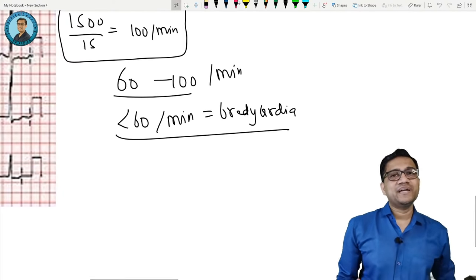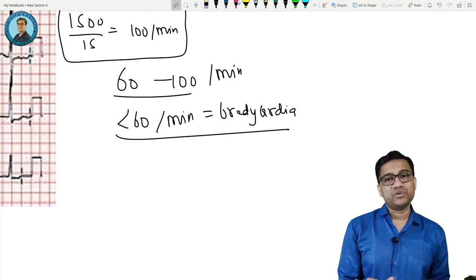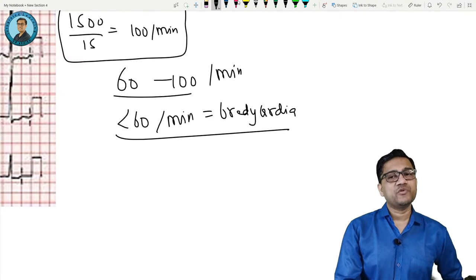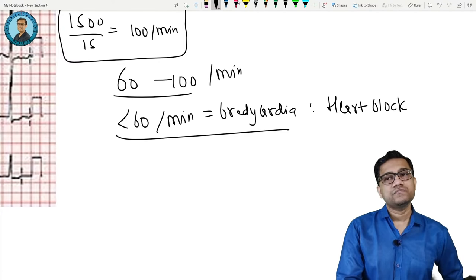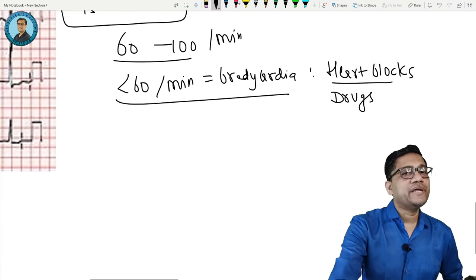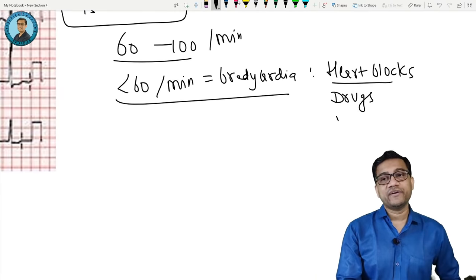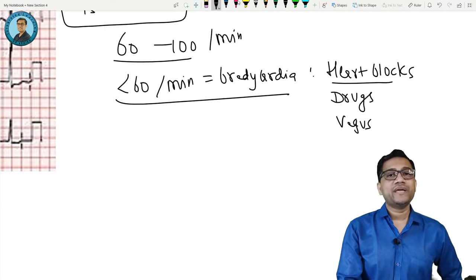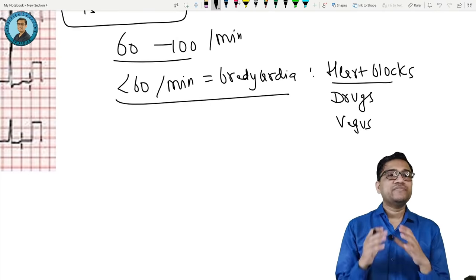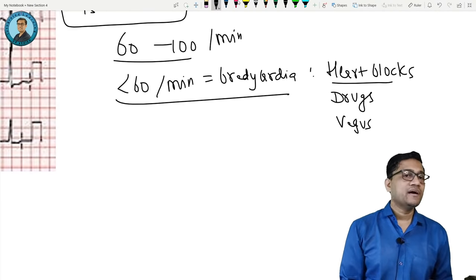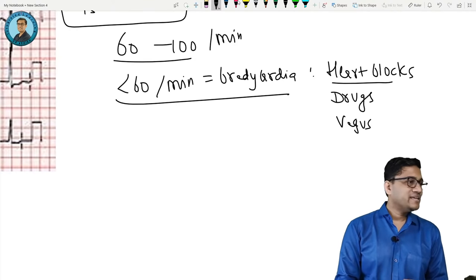Bradycardia, most common cause? They are basically problems related to your SA node. It could be sinus or something else. Most common examples would be heart blocks, or drugs that decrease the rate, like CCB and beta blockers, or vagal stimulation, parasympathetic vagus. They all can cause a decrease in heart rate. That's why in most heart blocks you will see bradycardia, less than 60.